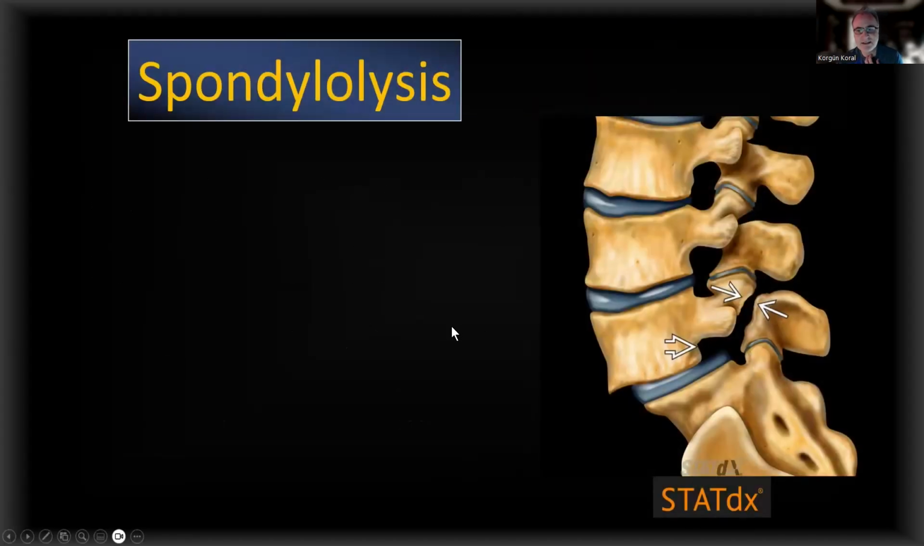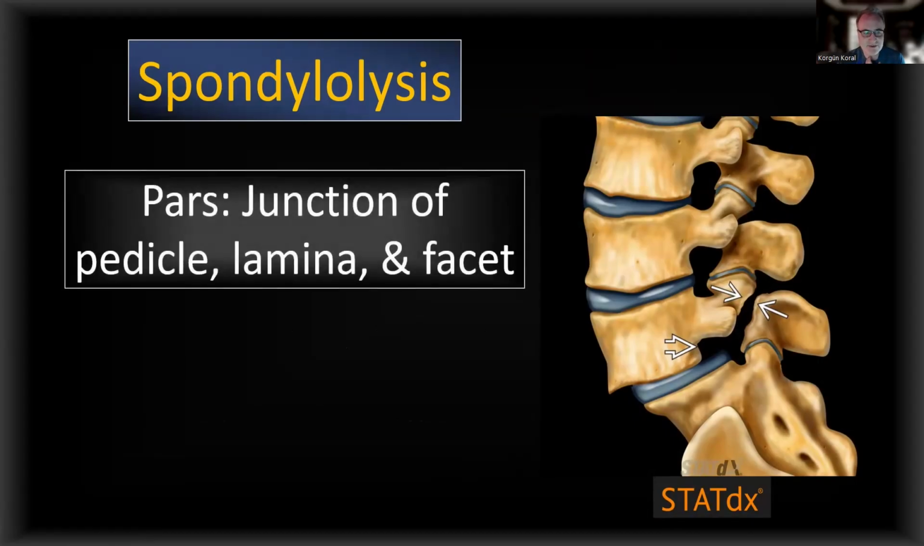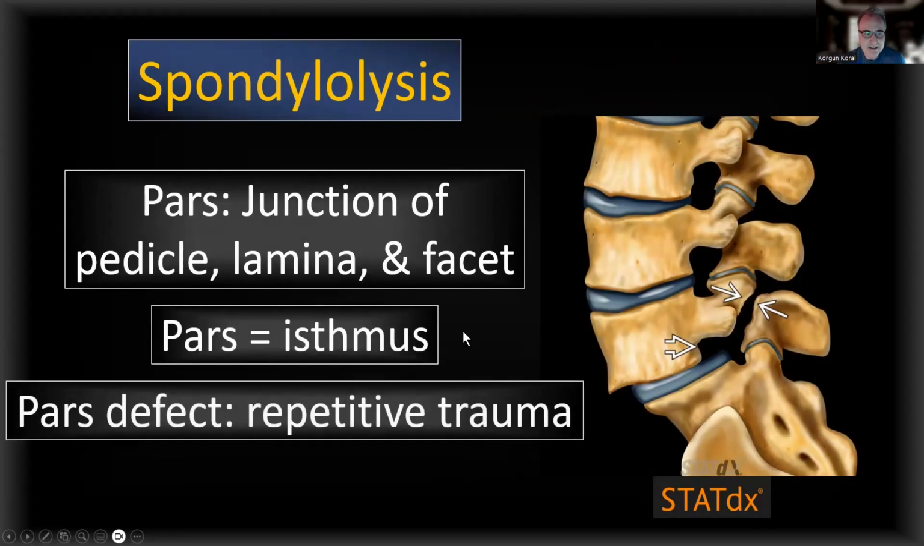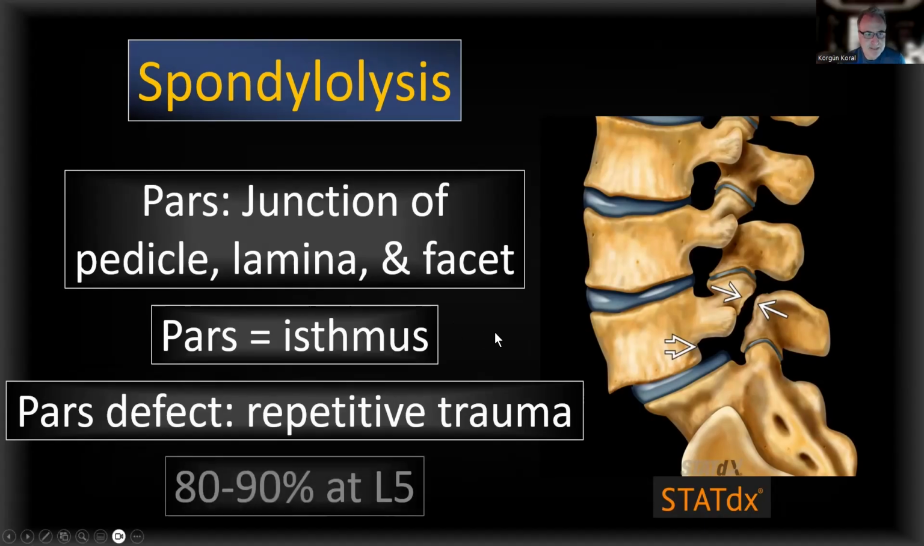So spondylolysis is essentially synonymous with pars defect. So what is pars? Pars is the junction of the pedicle, lamina, and facet. Pars and isthmus are the same thing, so they're used interchangeably. And the pars defect in children is usually related to repeated trauma, the so-called microtrauma. So we see the pars defects in children usually in athletes or children who are practicing ballet. In those situations, they're commonly seen. And almost 90% of pars defects in children are at L5 level, less frequently at L4 and less frequently at L3.